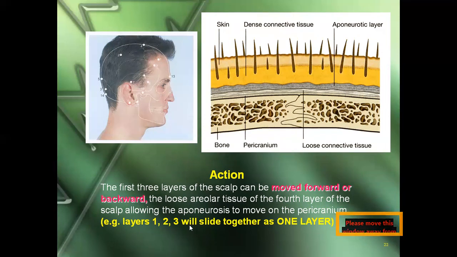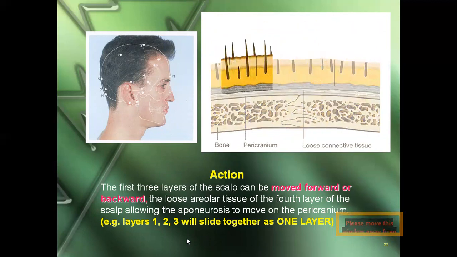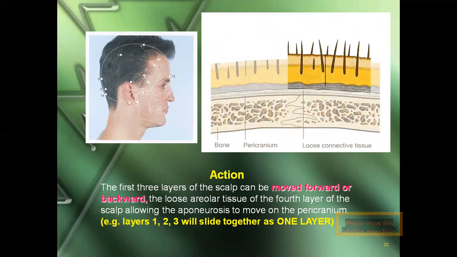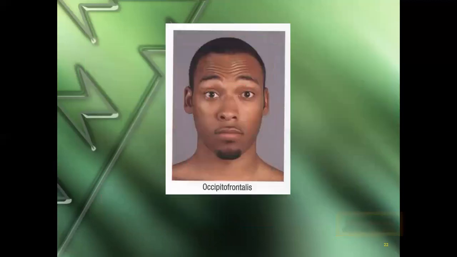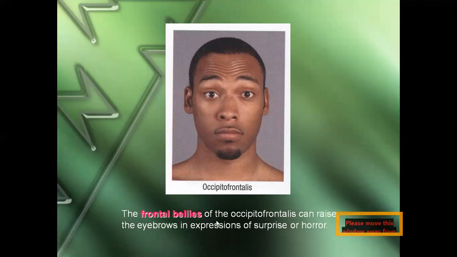That means 1 to 3 layers will slide together as one layer. Okay, you can see. First, second and third layer, they are moving as one layer. So what is the action of this muscle occipitofrontalis? You can see this picture. So the frontal belly of the occipitofrontalis can raise the eyebrows in expression of surprise or horror. Okay, so that is the frontal belly.